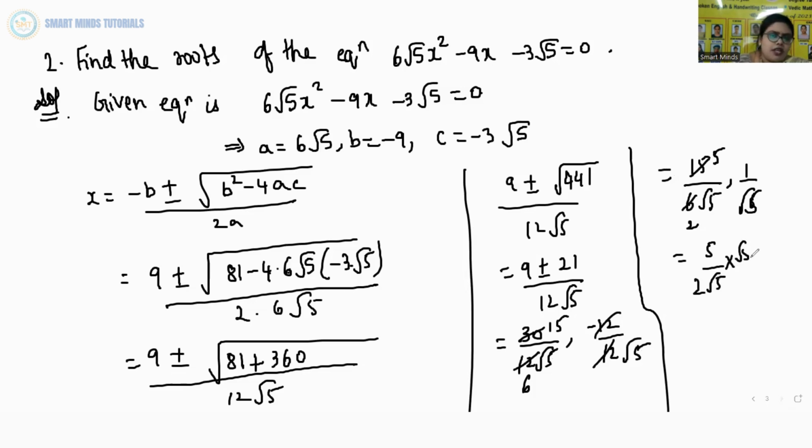Again we rationalize by multiplying and dividing by root 5, and the other root is minus 1 by root 5. Now root 5 into root 5 is 5. 5 and 5 get cancelled. So that is root 5 by 2, and the other root is minus 1 by root 5. This is the final answer.